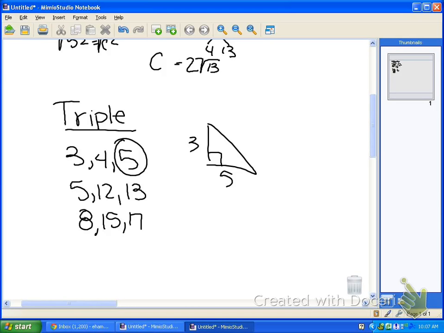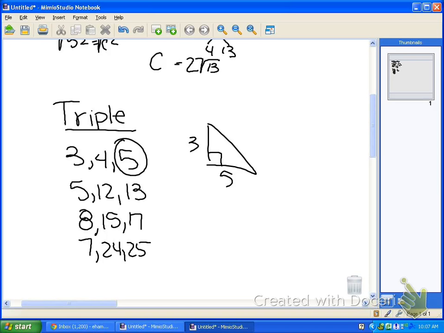Okay, so when you have, here's the last triple. 7, 24, 25. This will always work out. If you are given 7 is one of the legs and 25 is the hypotenuse, then the other leg, if you have this memorized, is 24.